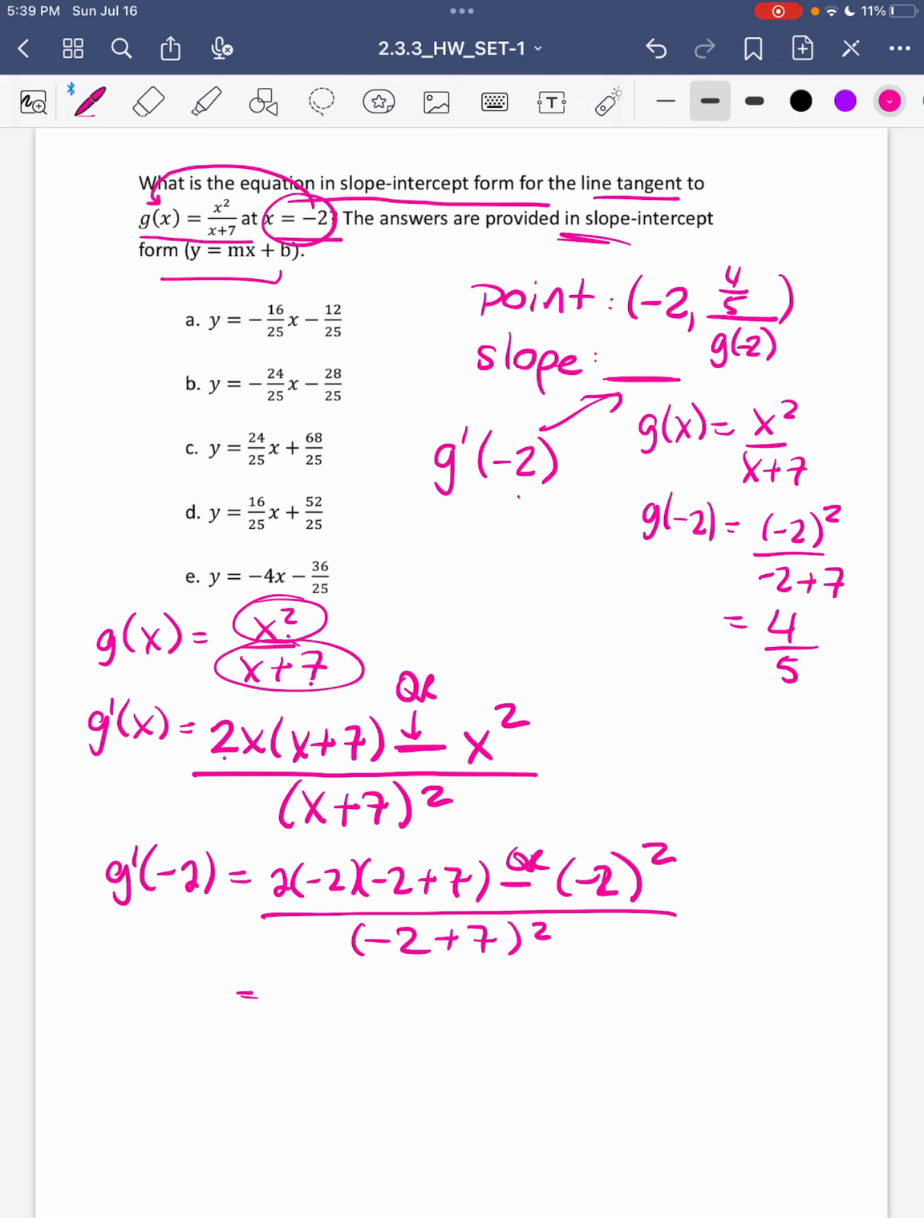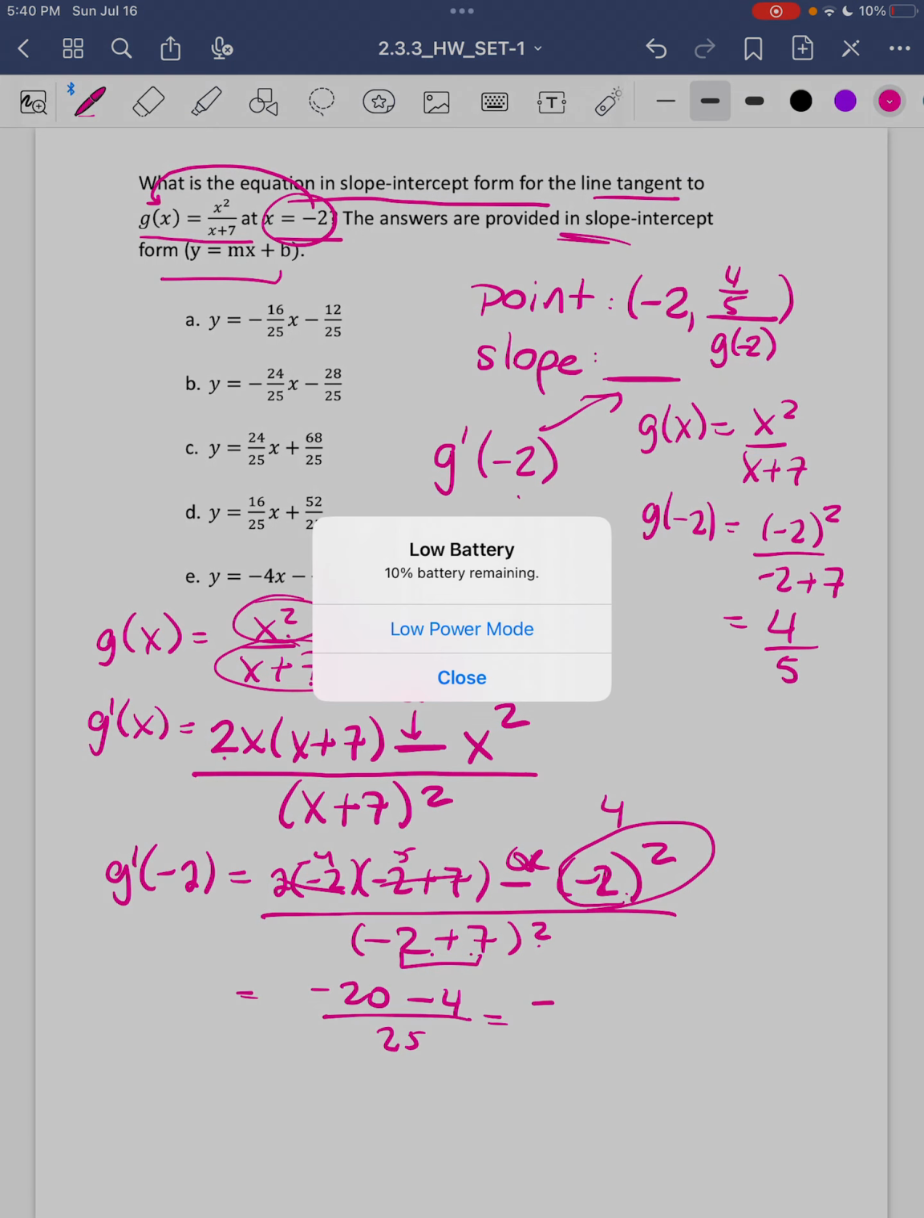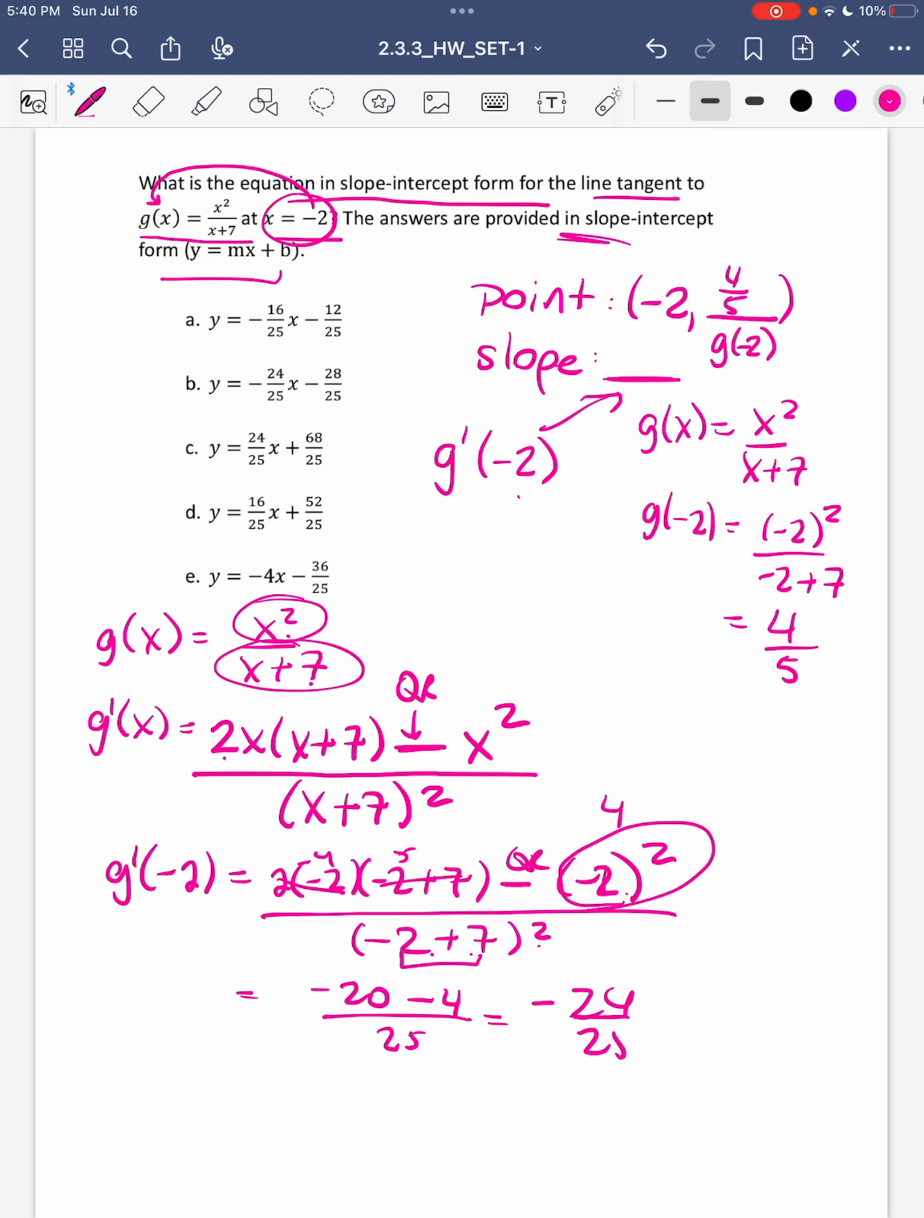So what is that? Well, let's see, we have -4 here, and then we have 7 minus 2 is 5 here. So we've got -20. This right here is just 4, so we have -20 minus 4. And then here we have 5, 7 minus 2 is 5 squared, or 25. So we have -24 over 25. So the slope is -24 over 25. So now we have a point and a slope.